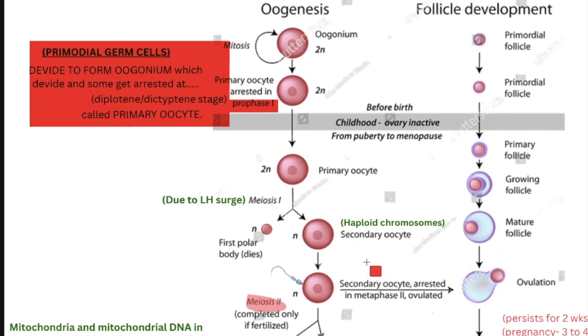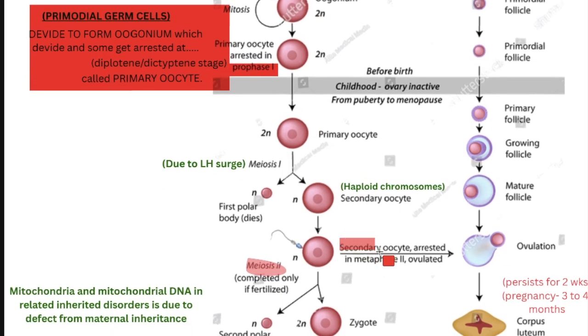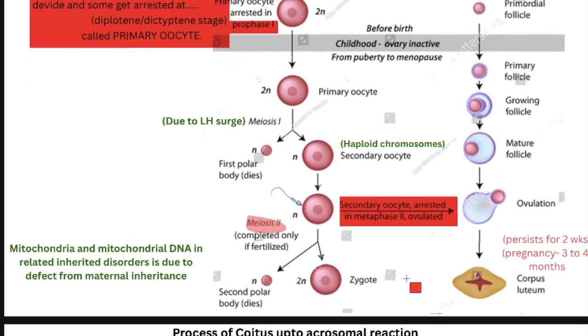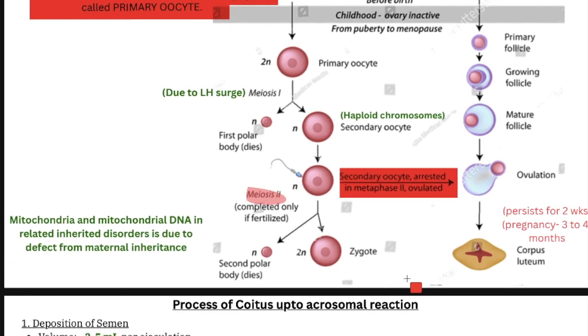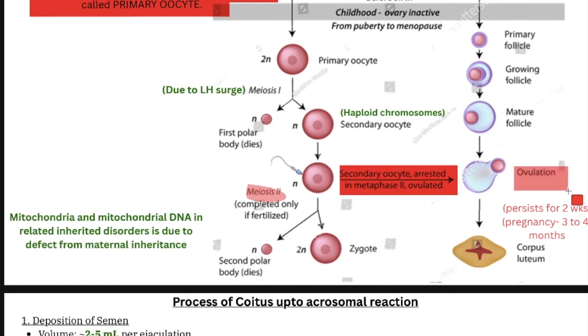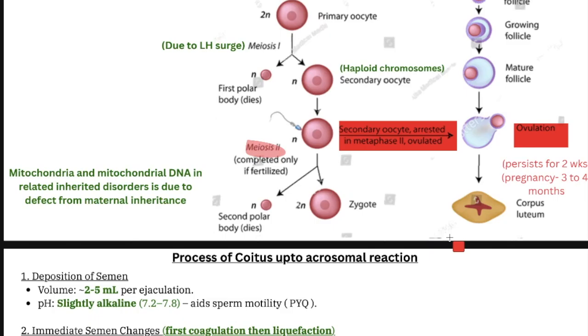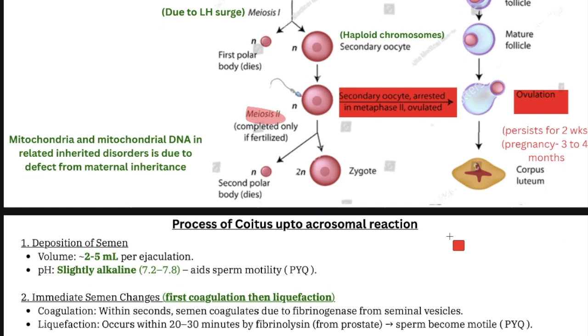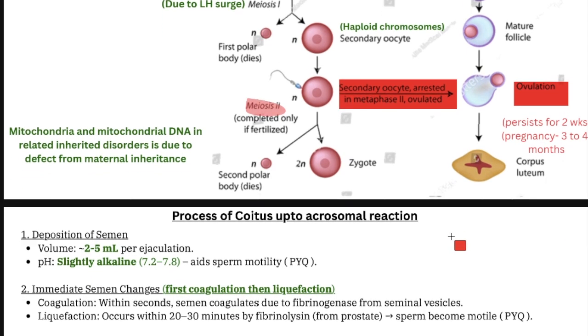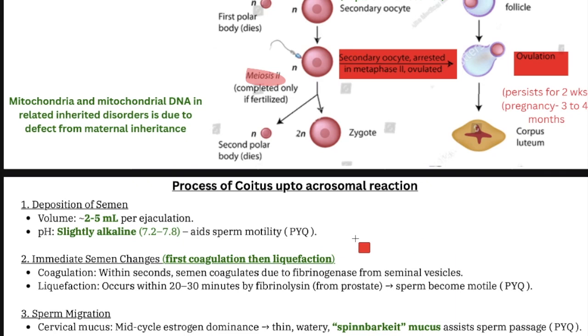The secondary oocyte then begins meiosis II but arrests again, this time in metaphase II. This is the cell that is ovulated. Meiosis II will only complete if the oocyte is fertilized by a sperm. Following fertilization, we have a series of critical events. Let's trace the process from coitus to the acrosomal reaction.